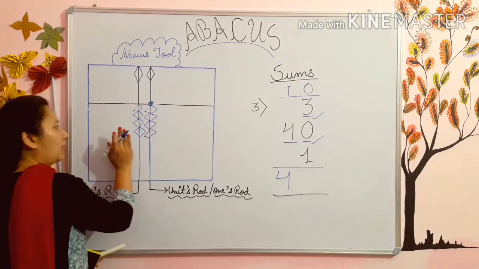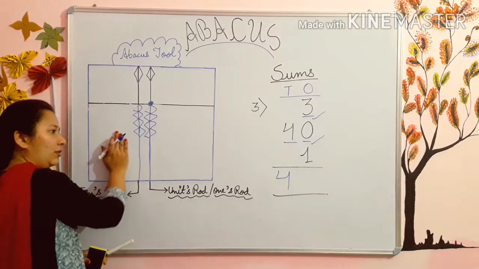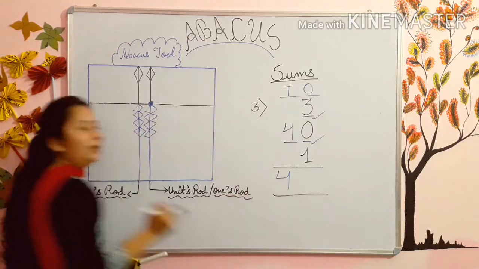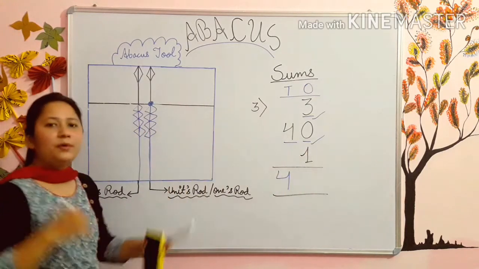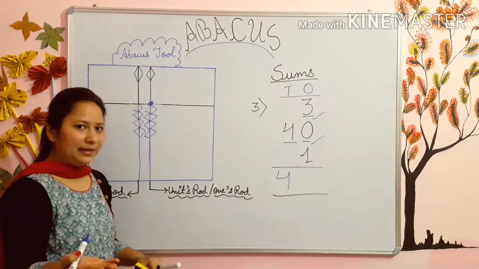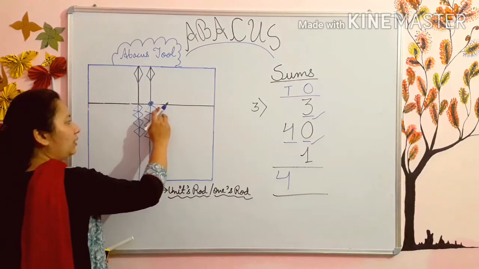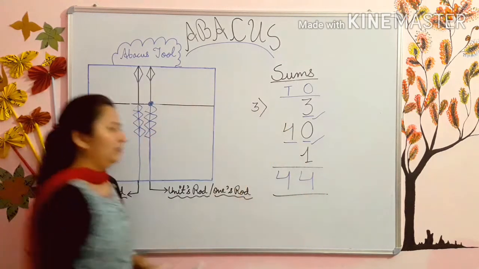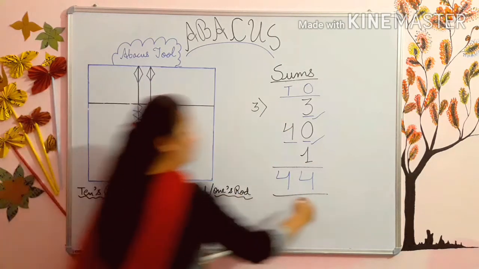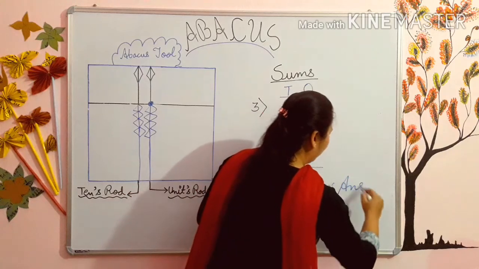First of all you have to count this rod. आपको ये रॉड काउंट करनी है. Then you have to write. Then you have to count the next rod and then you have to write. आपको नेक्स्ट रॉड काउंट करके तब लिखनी है. So count 1, 2, 3, 4. And your answer is 44.